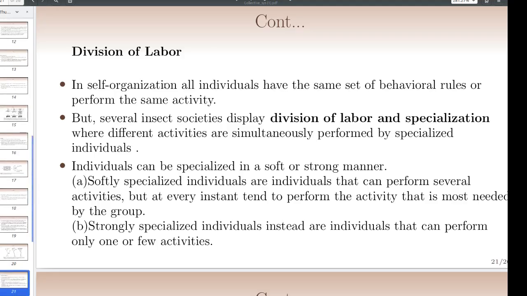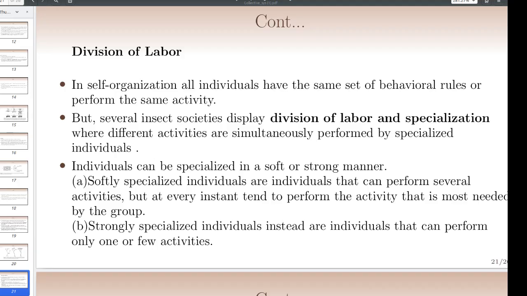Then comes the division of labor. The self-organizing techniques that we have discussed so far depend on the same set of behavioral rules, or they perform the same activity. But several of the insect societies display division of labor and specialization, where different activities are simultaneously performed. So individuals can be specialized in a soft and strong manner.